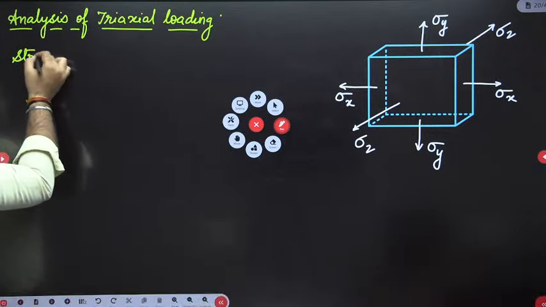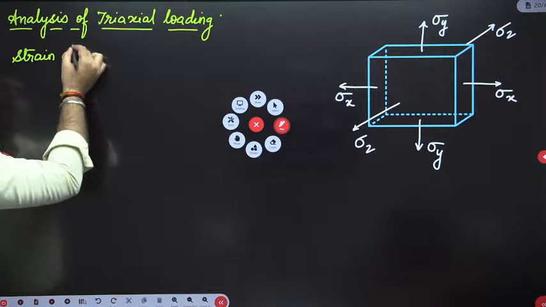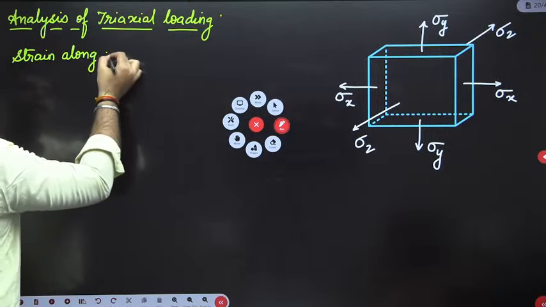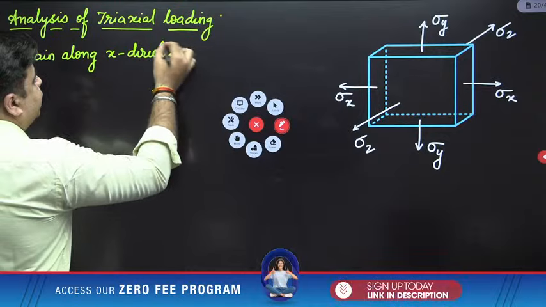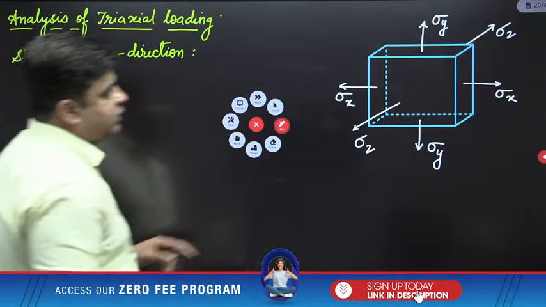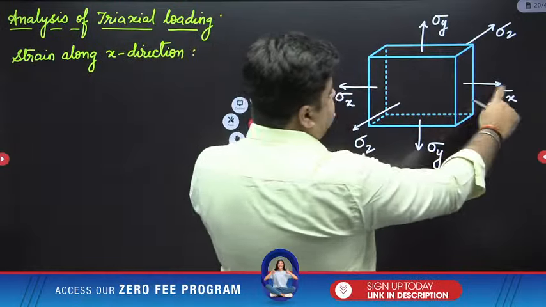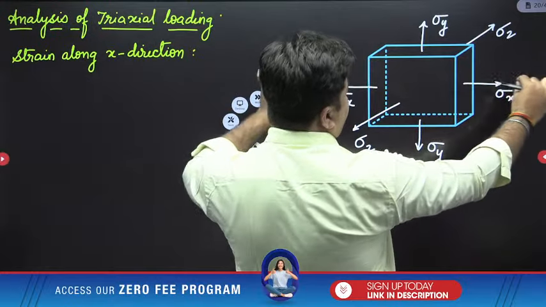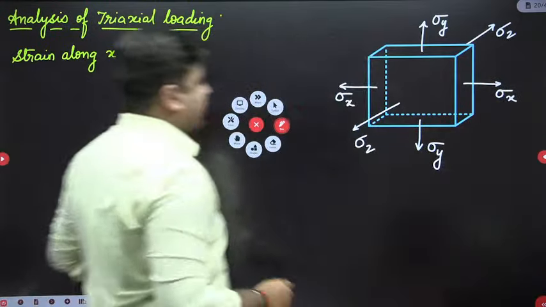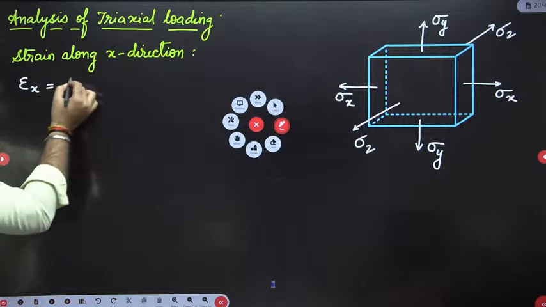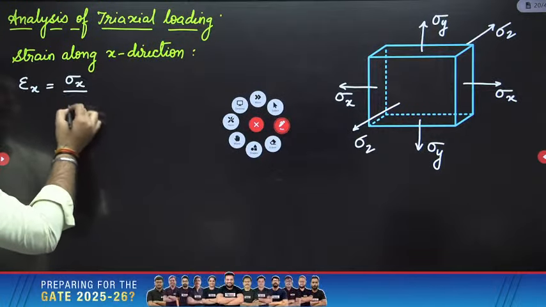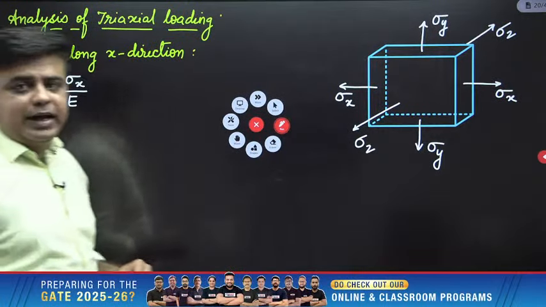Strain along X direction. If you have to write down strain along X direction, first observe this sigma X. This sigma X will try to elongate the member along X direction. So I will write down strain along X direction, epsilon X is equal to sigma X by E.